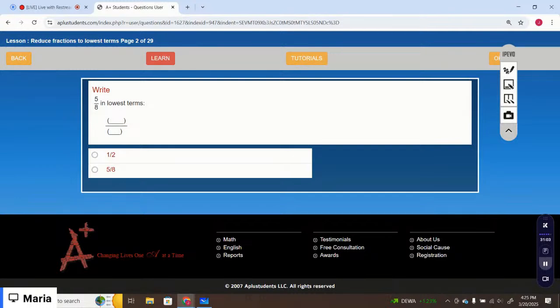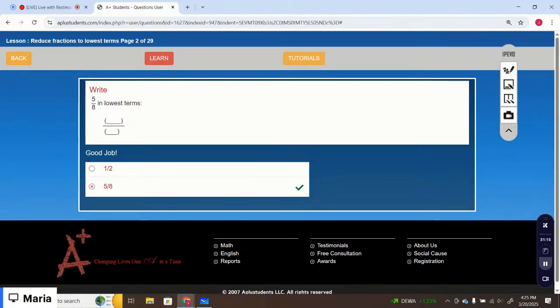Five by 8 in lowest term. So 5 is a prime number. That means the only number that can divide both numerator and denominator is 1. So that is already in the lowest form. Option number 3 is the correct option.